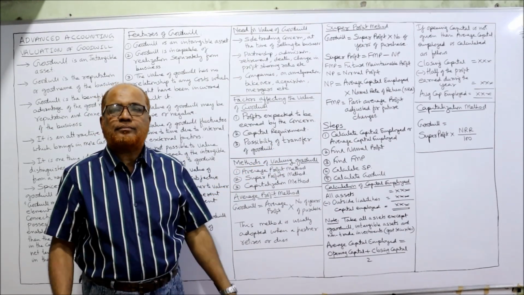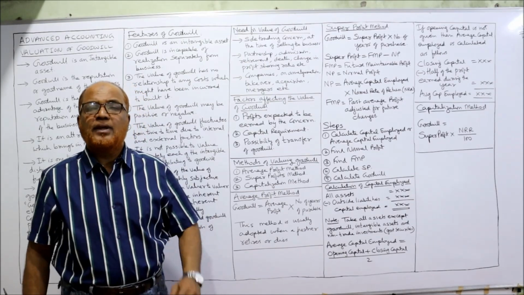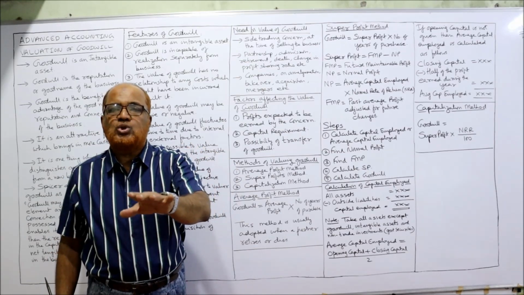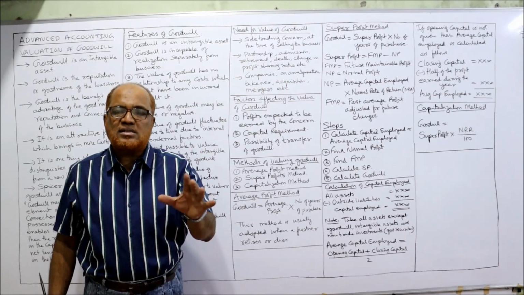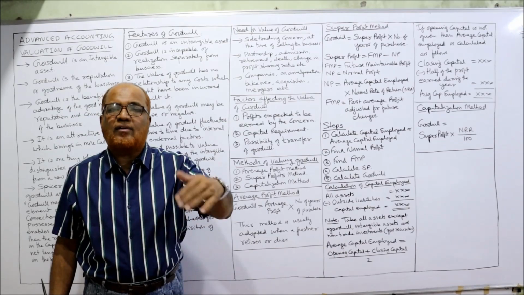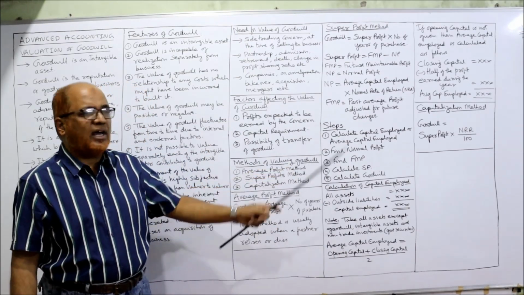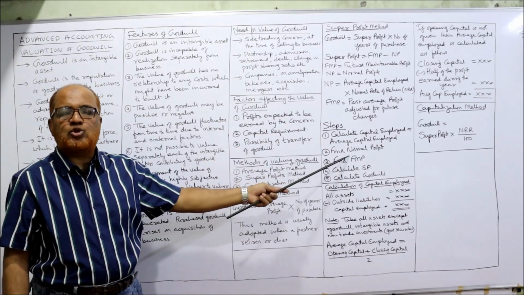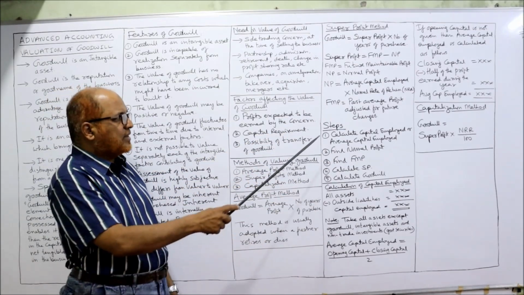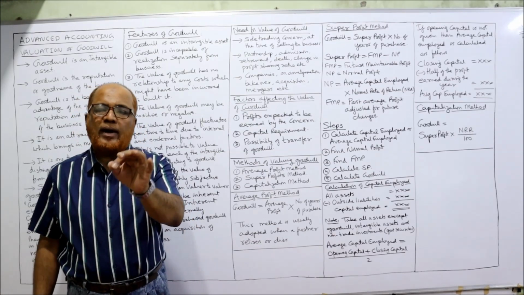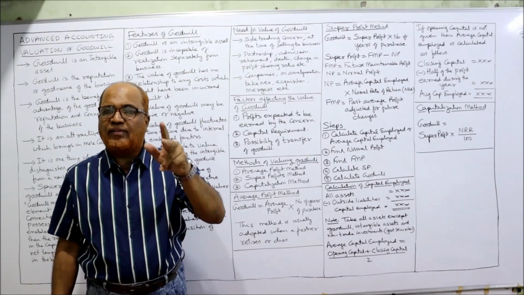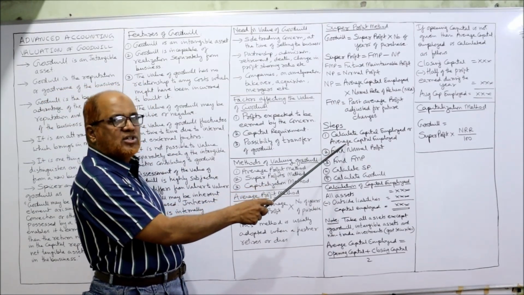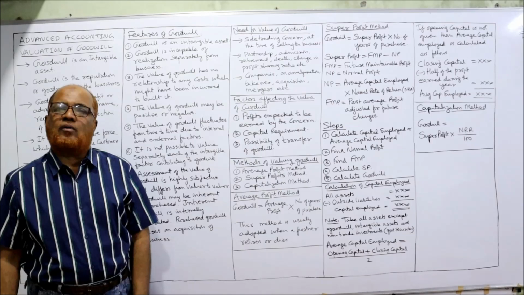And FMP, future maintainable profit, is the past average profit adjusted for future changes. Past average profit adjusted for future changes, that is called FMP. Now steps. In super profit method, what are the steps to be applied to calculate the value of goodwill? First, calculate the capital employed or average capital employed. What is the difference? I'll tell you. So first you find out capital employed or average capital. Secondly, calculate the normal profit.